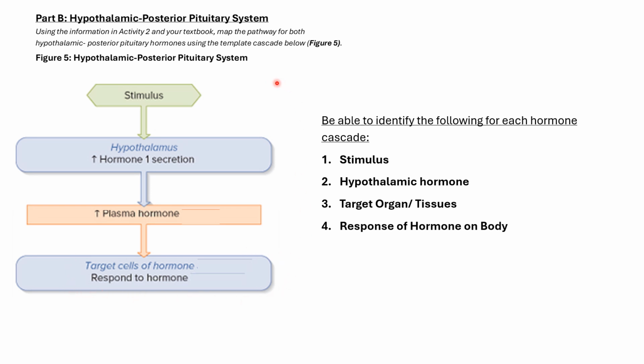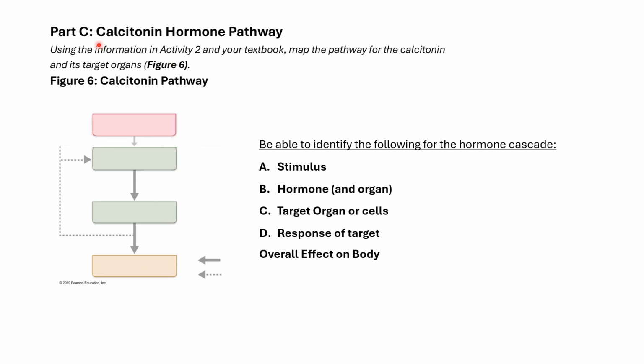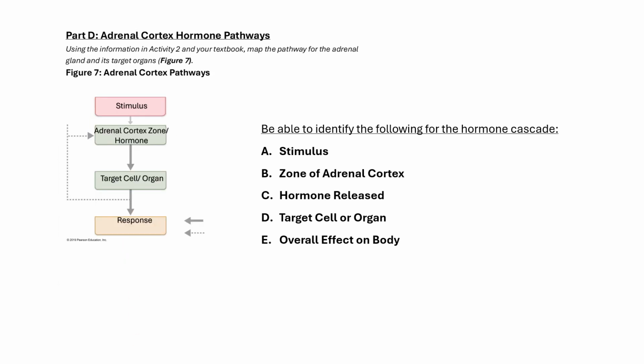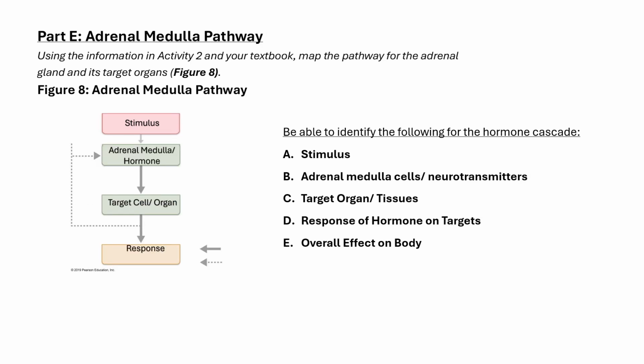You have to read and you have to do this activity yourself. The name of the hormone is present on the top to give you a hint of what you need to fill. Just remember, you have to fill the stimulus, the hormone, the target organ, the response of the target organ, and the overall effect on the body. And remember, this broken line is for the negative feedback, and these solid gray lines are for the positive feedback or the pathway. You have many of these in your manual. You have to do all of them.